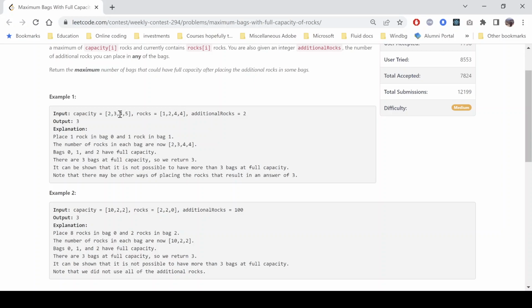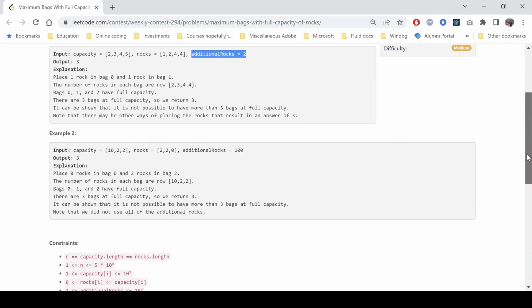If I talk about the third one, the capacity of this was 4, and we already have four rocks in this. So the total number of bags that can have full capacity is 3, because we have only two additional rocks and we have already placed one rock each in the first and the second bag. So the answer comes out to be 3.